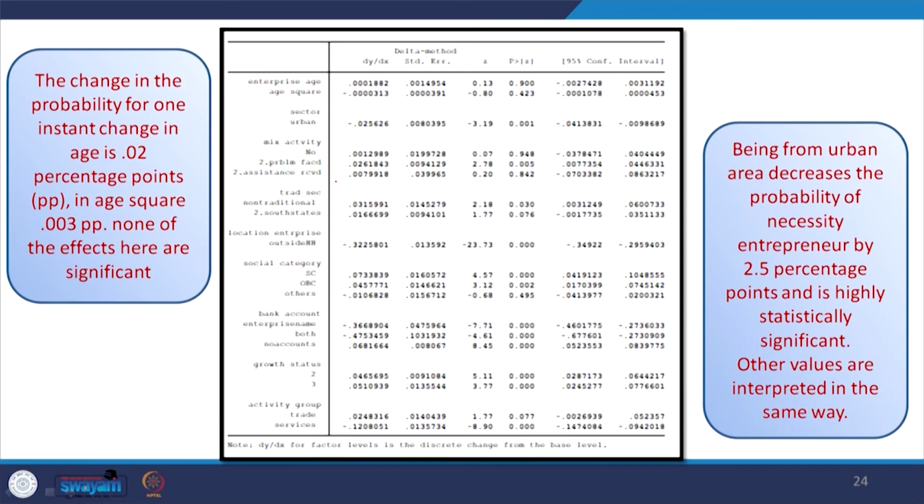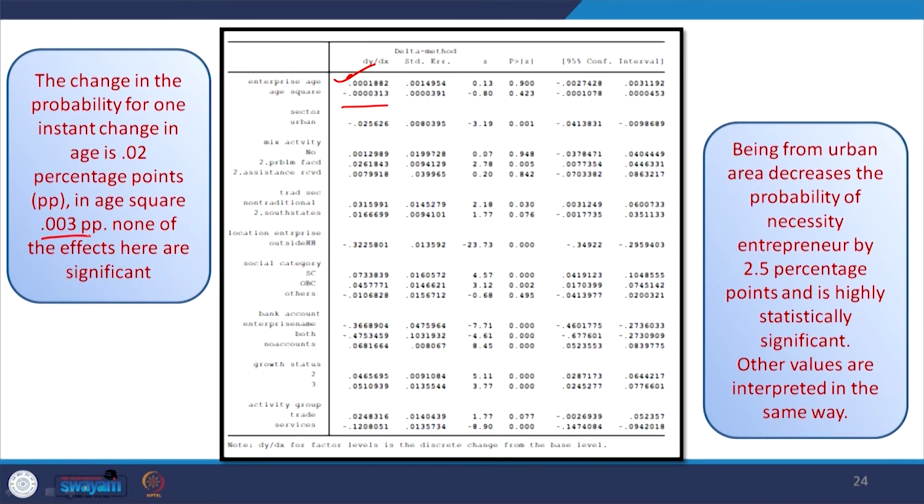Now, in this case, the change in the probability for a one-unit change in age, particularly age here, is basically minus 0.0003. In percentage terms it is about 0.02. So the first one is age, and the second one is age squared. In the second case, age squared, it is 0.003. The first one is 0.01882, so roughly around 0.02.